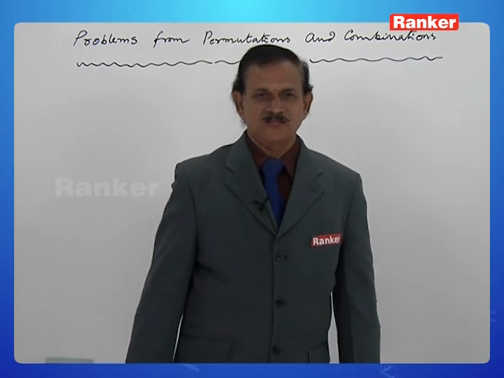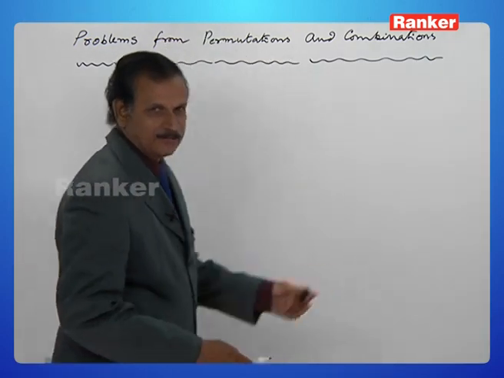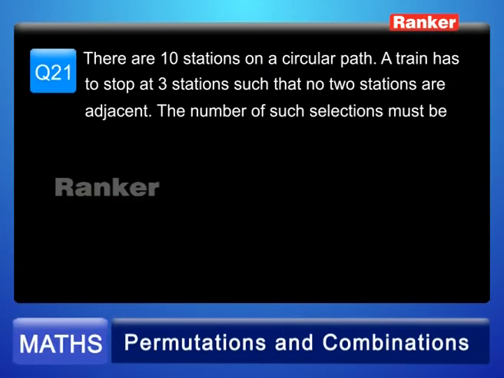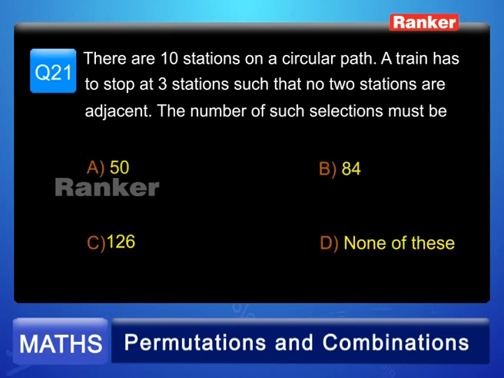Another beautiful question is before us. That is question number 21. The next question: there are 10 stations on a circular path. Quite interesting. A train has to stop at 3 stations such that no 2 stations are adjacent. The number of such selections must be.